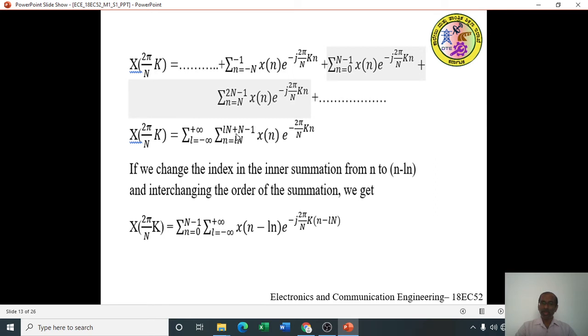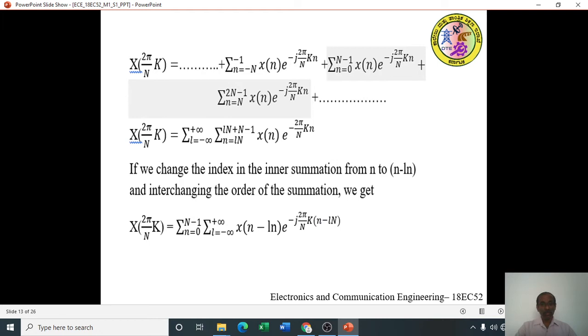Now I want to make this lower limit as 0. So I'll make a substitution in the inner summation, that is n to n minus lN. Afterwards, using the linearity property, I can interchange the order of summation also. So once I do this, our outer summation will now be 0 to N minus 1, and the inner summation minus infinity to plus infinity, where x of n becomes x of n minus lN, e power minus j 2 pi by N into k into (n minus lN).